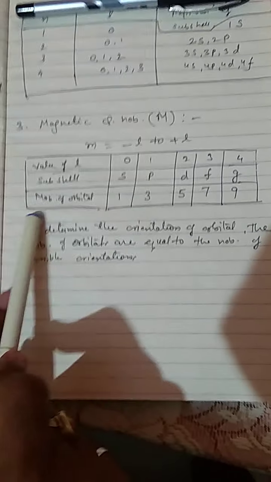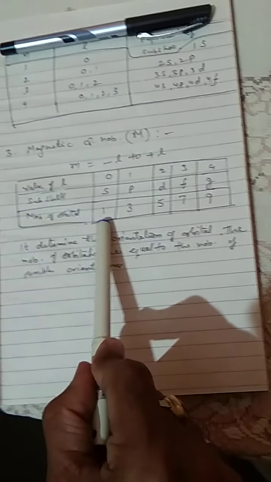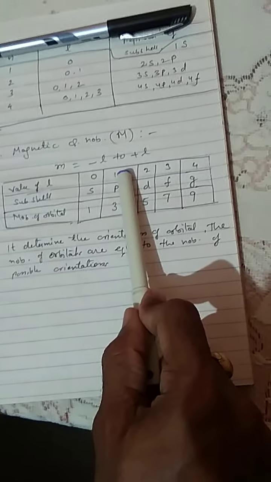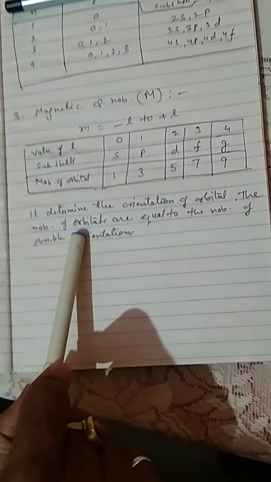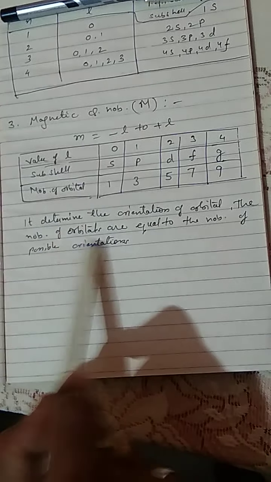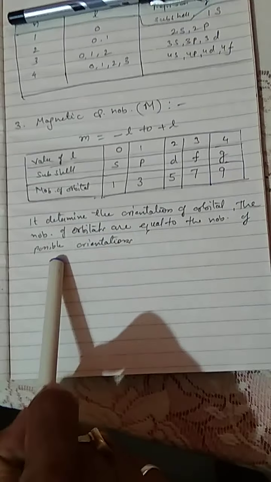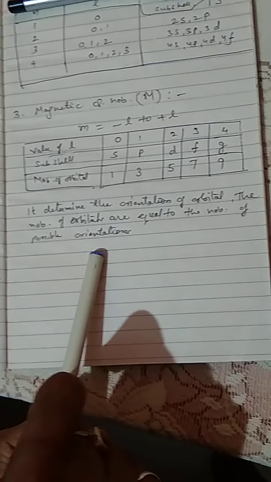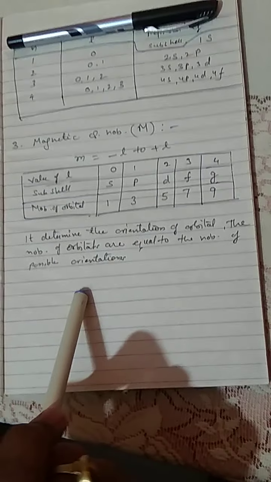Now number of orbitals: if l is equal to 0, 1 orbital; l value 1, 3 orbitals; l value 2, 5 orbitals; l value 3, 7 orbitals; l value 4, 9 orbitals; and the orbital subshells are s, p, d, f and g. Now this magnetic quantum number defines or determines the orientation of orbital, and the number of orbitals is equal to the number of possible orientations. This is the quantum number.